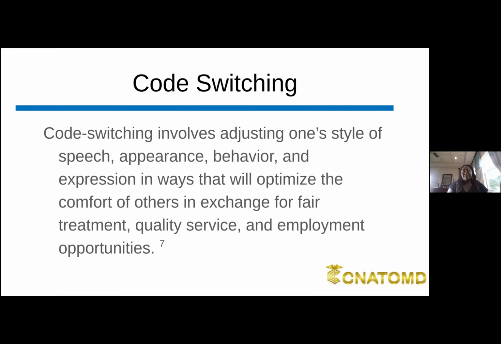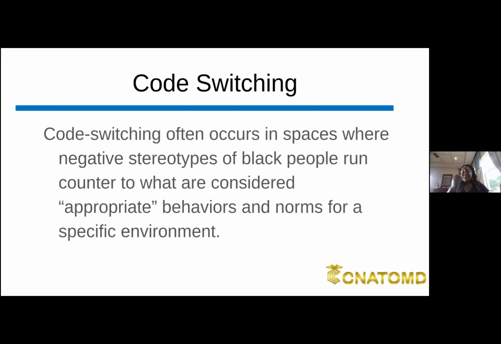This is something that's mostly been described in African American communities and URMs. That's what most of the research shows, but you can see how it can be applied to multiple other groups. It often occurs in spaces where there's a negative stereotype, specifically of Black people, which runs counter to what's considered appropriate behavior and norms for that specific environment. I'm going to go through specific instances in the report, because I think it gives us good examples of what is considered abnormal or a deviation from normal behavior, and how that can negatively impact a resident or a trainee's experience in a program.